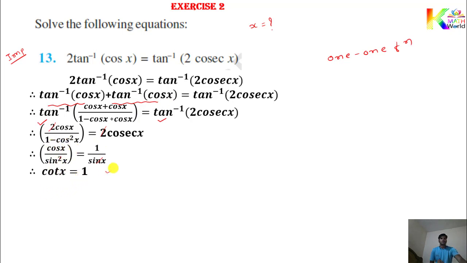Cot x equals 1. Cot x equals 1, then what can you write? 1 can be written in terms of cot as cot pi by 4. So x will be pi by 4. That will be your answer.